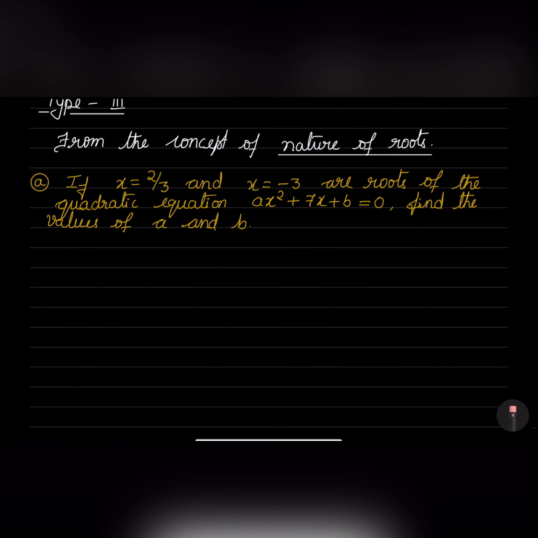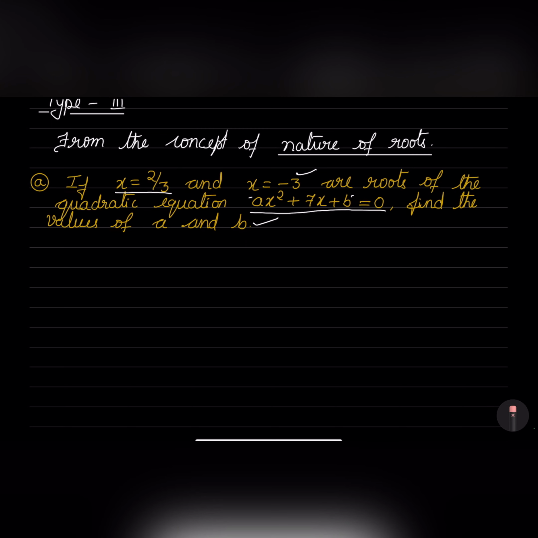What they have given for us is, if x is equal to 2 by 3 and x is equal to minus 3 are the roots of quadratic equation ax square plus 7x plus b is equal to 0, find the values of a and b. So, we need to find the value of this a and this b. Fine, we'll start. They have given two roots.